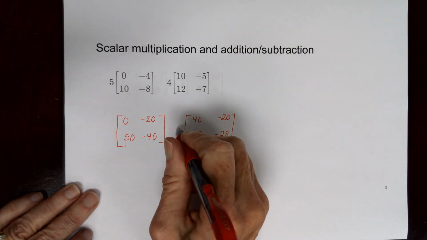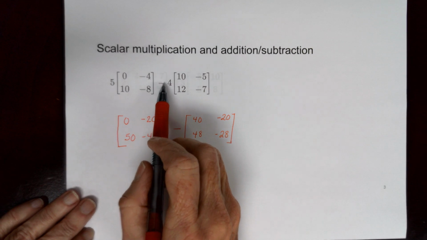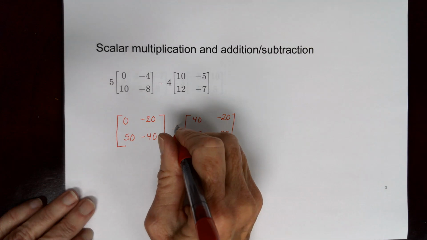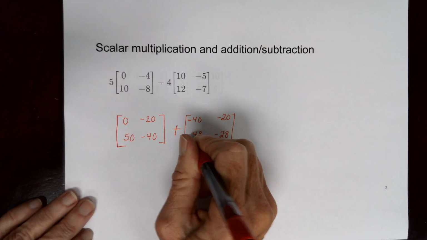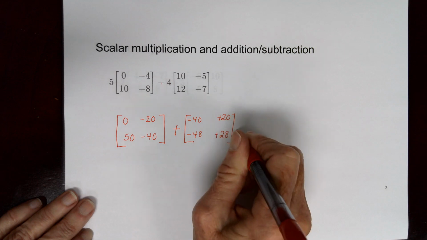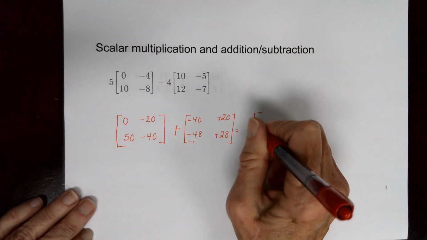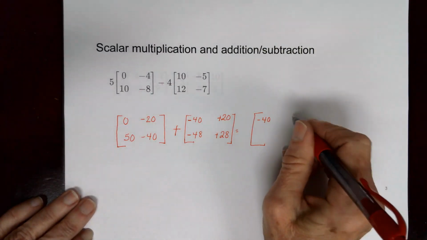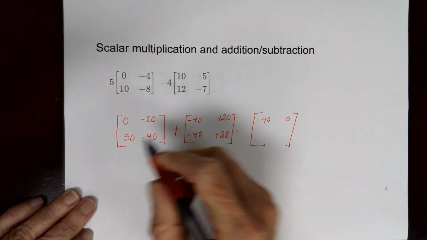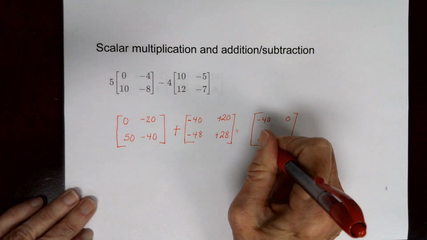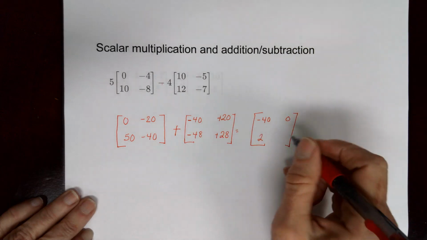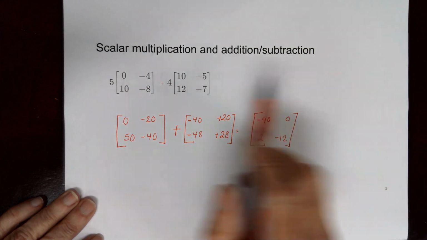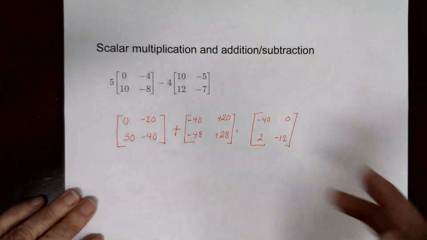Then I can add the opposite of my second number. Now I could have done that up there where I just took the opposite of 4. So you could do that in either one of those spots. So I'm going to add the opposite, which is going to make that one negative, this one positive, and this one positive. And then I'll just go ahead and add them. So 0 plus negative 40 is negative 40. Negative 20 plus positive 20 is 0. 50 plus negative 48 is 2. And negative 40 plus positive 28 is a negative 12. So that would be the result. You have to multiply first, and then you would add.